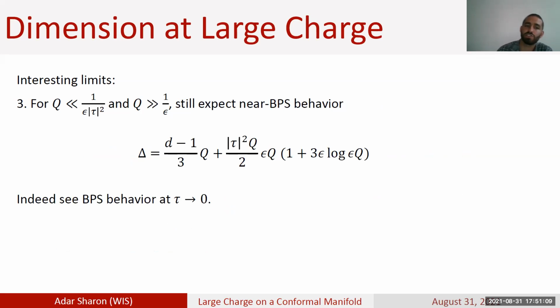Finally, we found one additional limit where you can still approach the XYZ model. Doing this computation, we find this result in this limit. And again, taking tau to 0, which means getting closer to the XYZ model, we find that delta saturates the BPS bound as expected. So this is a consistency check for this result.